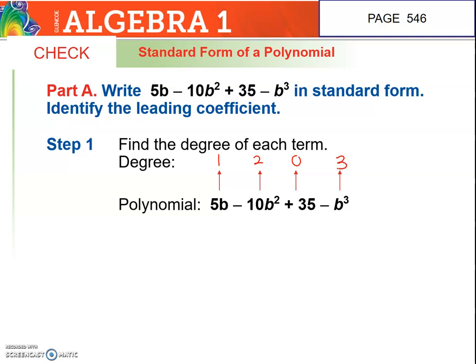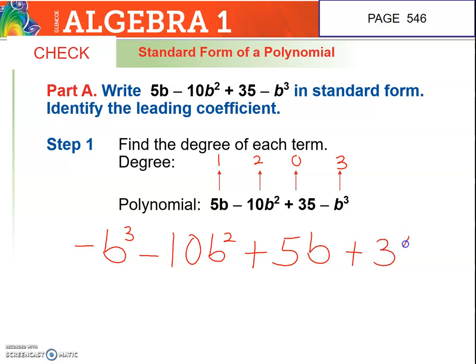So in rearranging from highest to lowest, we have minus b exponent 3 followed by minus 10b squared followed by plus 5b, and the last one is plus 35. Good. Now our leading coefficient LC is the number attached to the variable or the expression with the highest degree, which is negative 1.